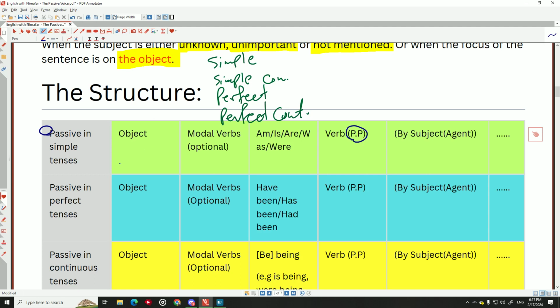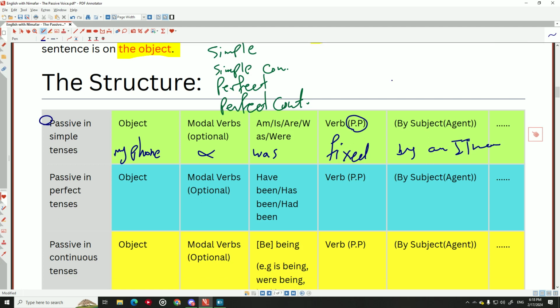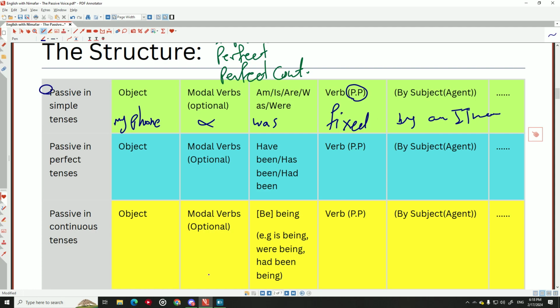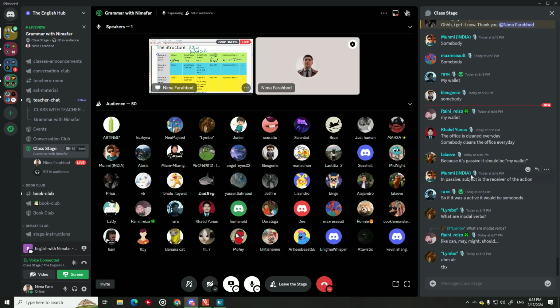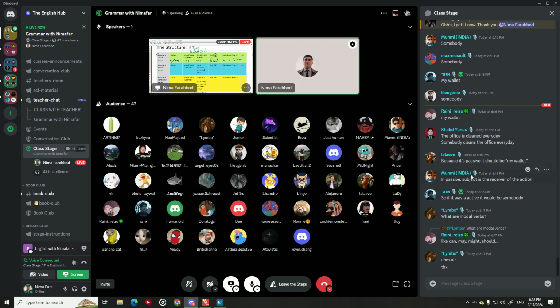For example, I would say my phone, I want to talk about the past. So was repaired, or let's say fixed, by an IT man, for example. Passive in simple tenses. Let me see if you have any questions. The office is cleaned every day. Very good, because it's passive. Yes, in passive.